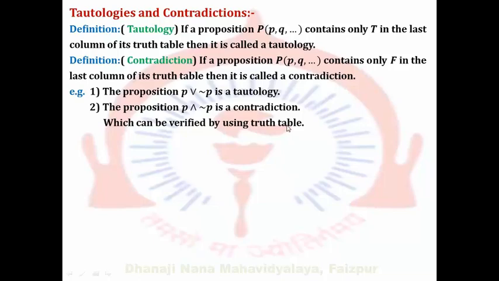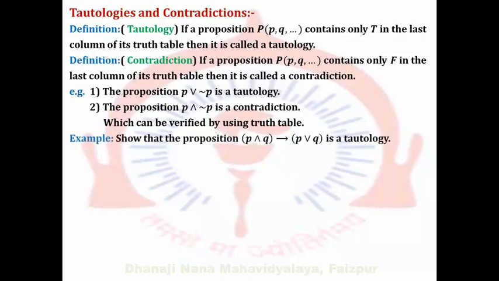So we can verify these two propositions, tautology and contradiction, by using a truth table. For example, show that the proposition P and Q implies P or Q is a tautology. For that, we find the truth table for this proposition. The truth table for the given proposition is as below.